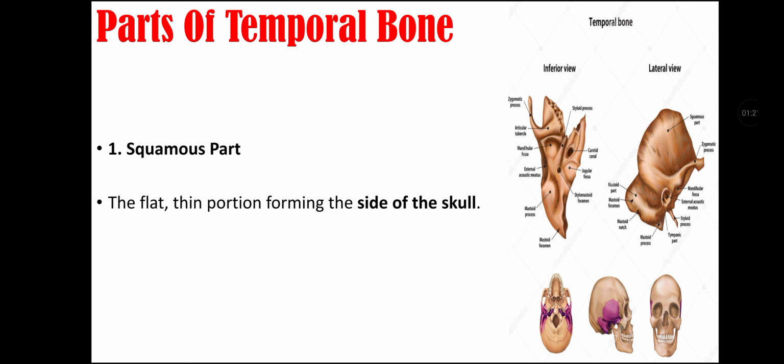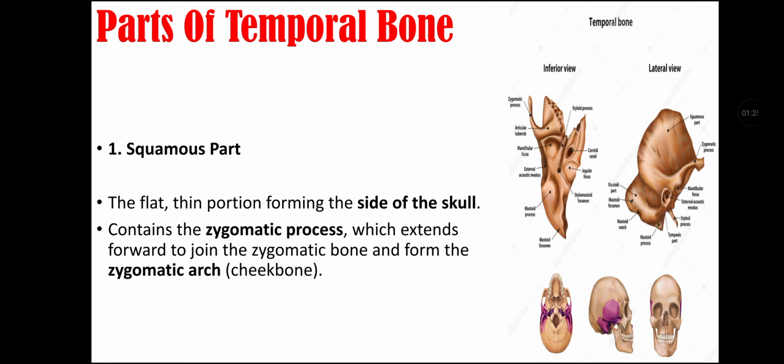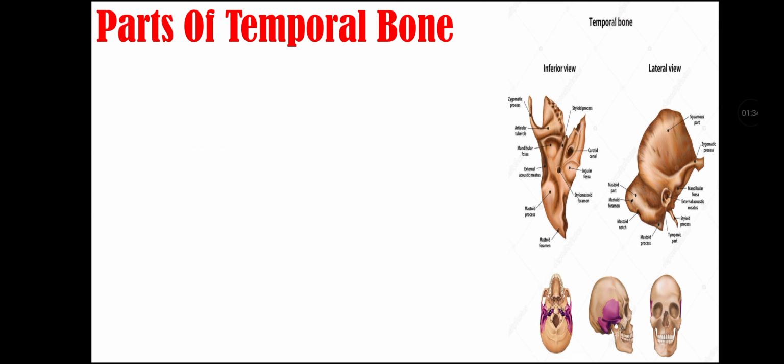It is a flat, thin portion that forms the side of the skull. It contains the zygomatic process, which extends forward to join the zygomatic bone, and it forms the zygomatic arch, that is the cheekbone. Next part of temporal bone is mastoid part.